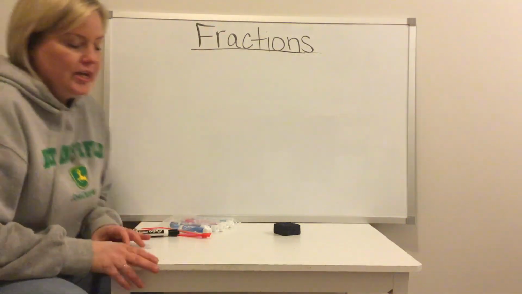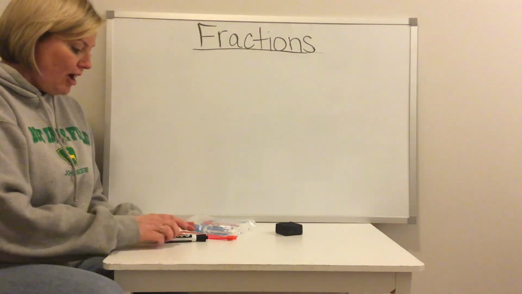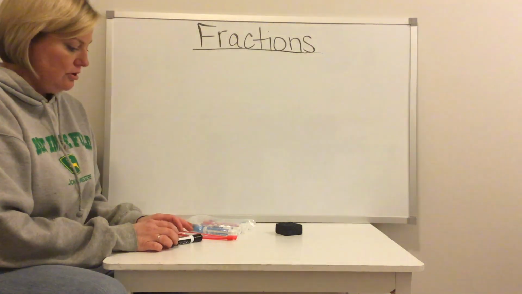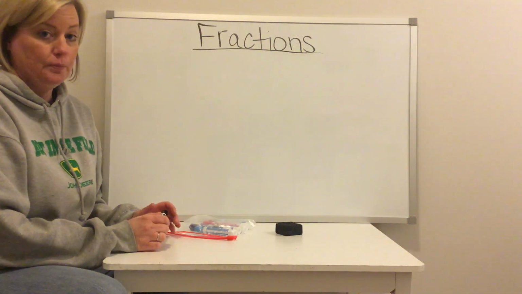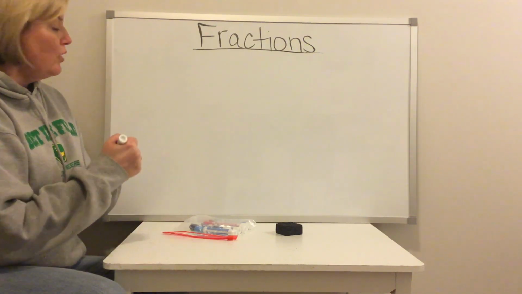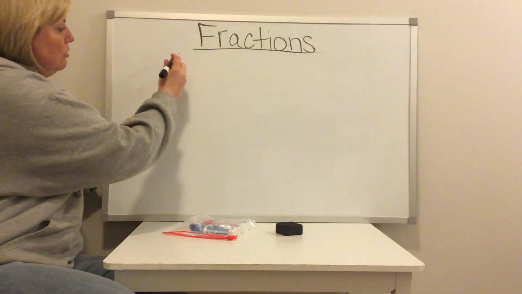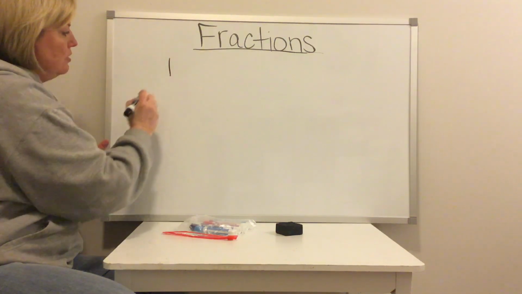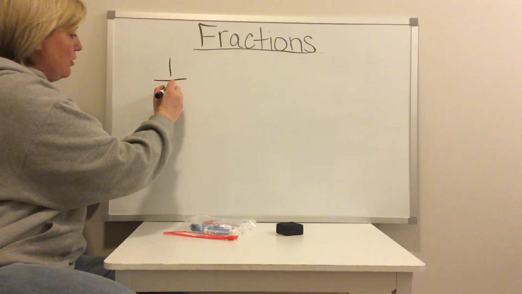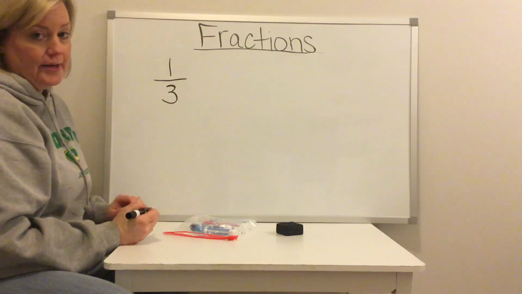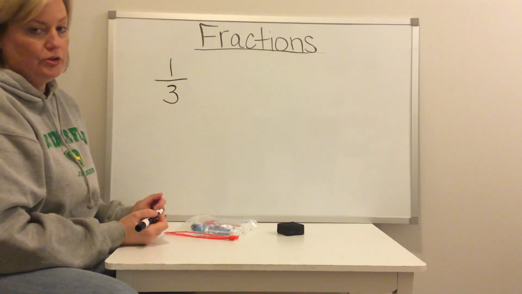Today we are starting our unit on fractions. And a fraction is a number that shows part of a whole. So when you write a fraction, you have a number at the top, and then you have a line, and then you will have a number underneath the line. Okay? We need to know what these numbers are called.